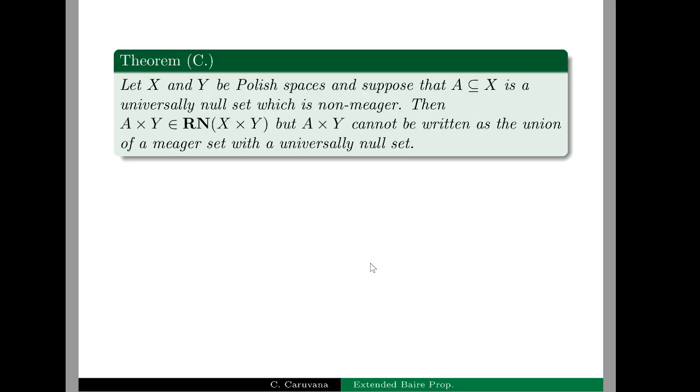It's going to live inside the product space. If you give me X and Y, Polish spaces, again without isolated points, and I can find a set which is universally null but non-meager, call it A, then A cross Y is a residually null set, but cannot be written as a union of a meager set with a universally null set. I'll offer a sketch of the proof.